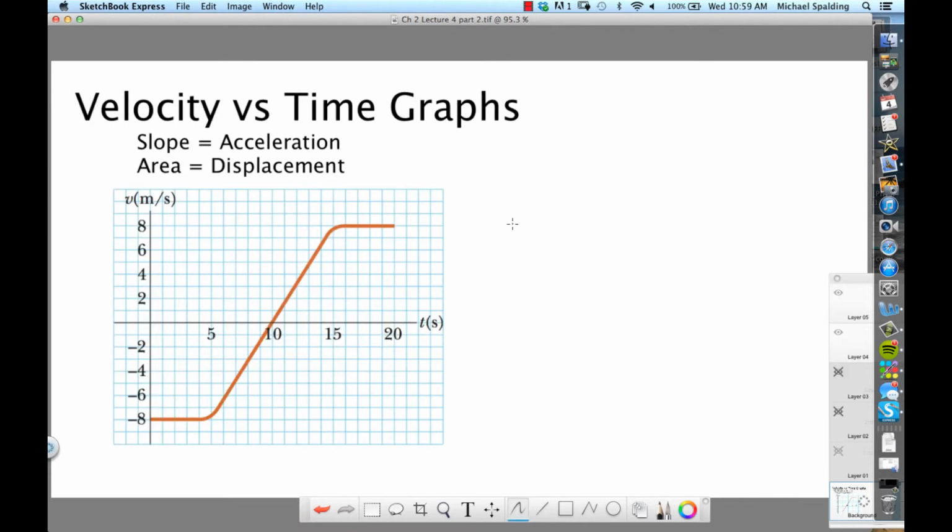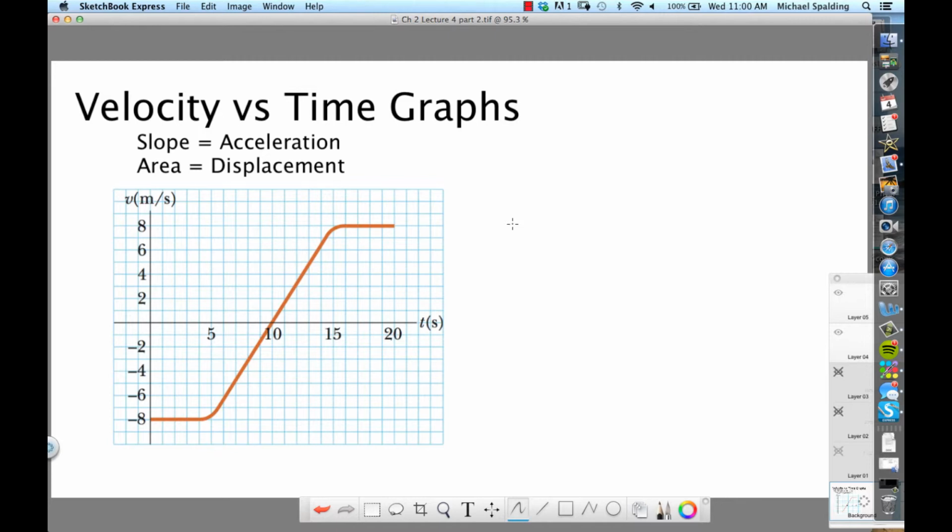Our second graph is velocity versus time graphs. Now, no matter what the graph is, there's 2 possible things to analyze. 2 possible things to analyze. What did we analyze on the first graph? Position versus time. We looked at slope. On a velocity versus time graph, there are 2 important things: slope and area.